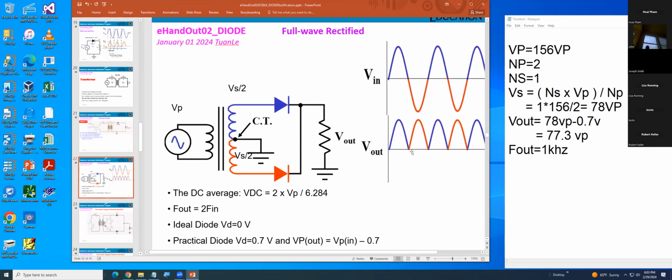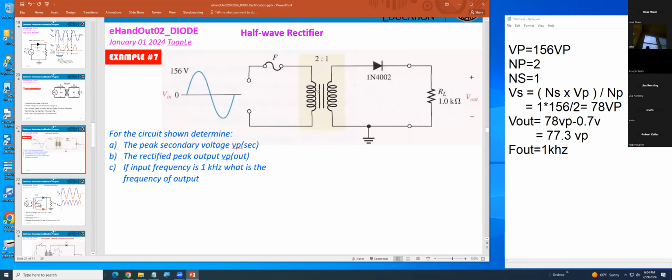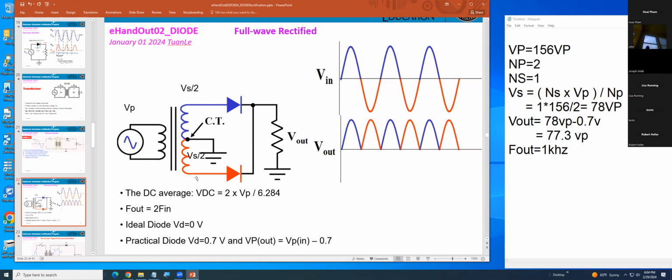Now, this circuitry. You can see they have two diodes. However, the transformer is different from the one we just saw. You can see this transformer is different from that one. They routed a connection right in the middle right here.